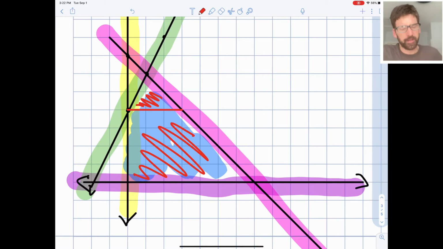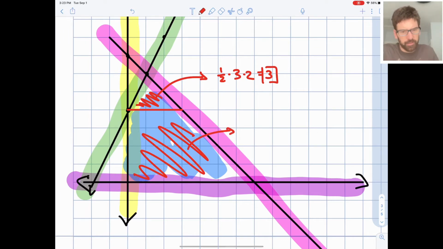I think so. Okay. So let's look at the top one first. So we have a base of 3. Area of a triangle is 1/2 base times height. 1/2 times a base of 3 and a height of 2. This is my height right here. So that equals 3.